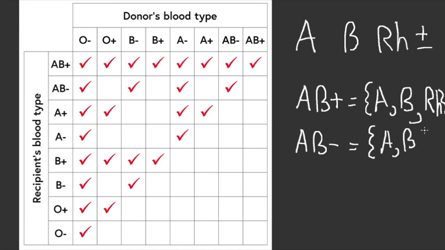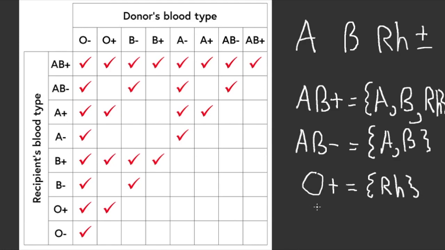But then what does O mean? O means that you have neither A nor B. So for example, my type of blood is O positive. And so that means that in my blood, I just have RH. And that's it. I don't have A nor B in my blood.